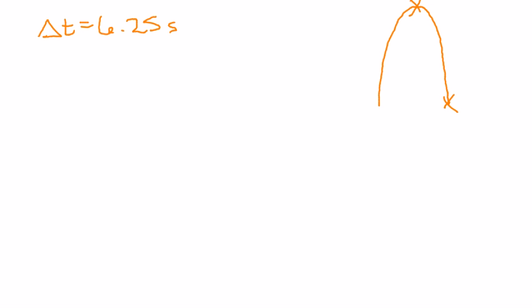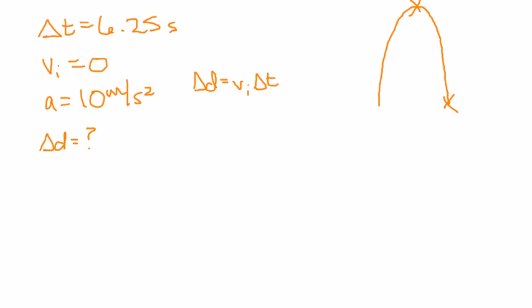because everything is going in the same direction, and we can say that VI equals 0. We can also say that acceleration is 10 meters per second squared. And we want to know the height to which the ball rises. So we want to know delta D. Your equation here for number 4 is going to be the delta D equation. Delta D equals VI delta T plus 1/2 A delta T squared. We don't know delta D, obviously. VI is 0, so again, we can cross that off, which is great.